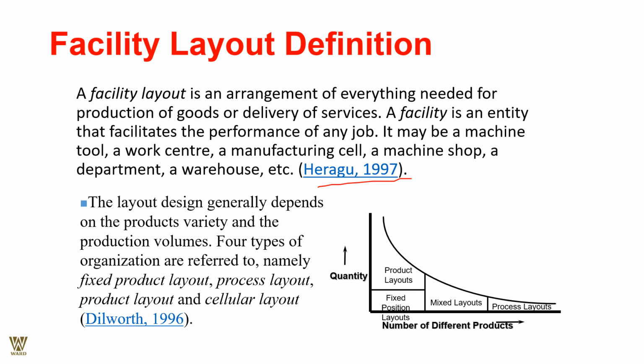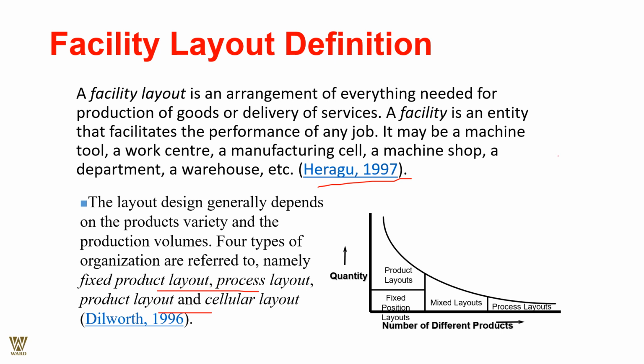The layout design generally depends on the product variety and the production volume. Four types of organizations are referred to, namely the fixed product layout, process layout, product layout, and cellular layout. We will be talking about these four different layouts, which were stated way back in 1996 by Dilworth, in the subsequent slide. So the layout design is very important.